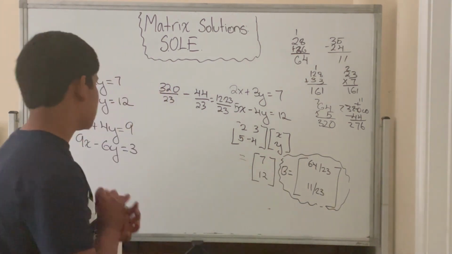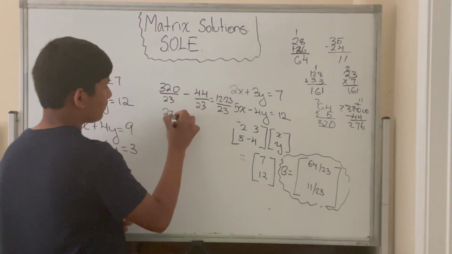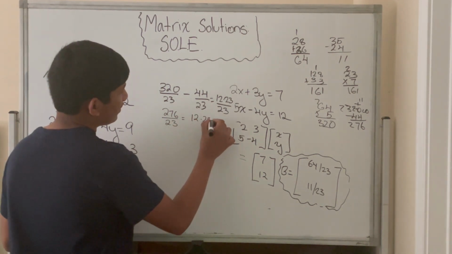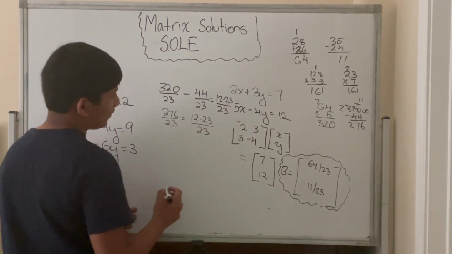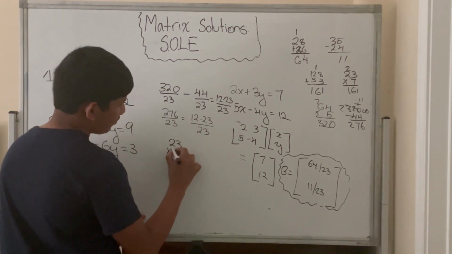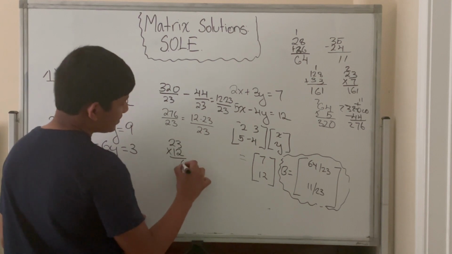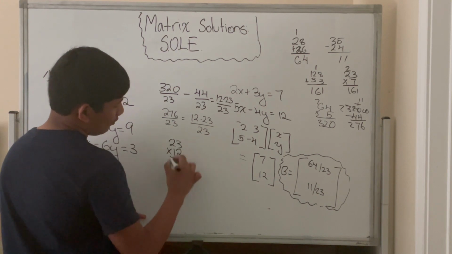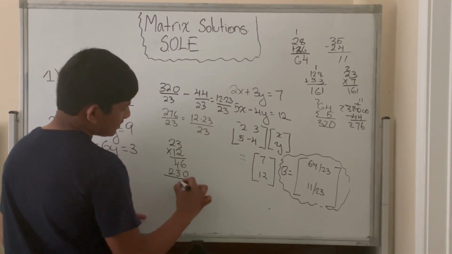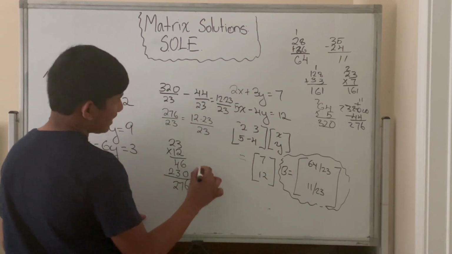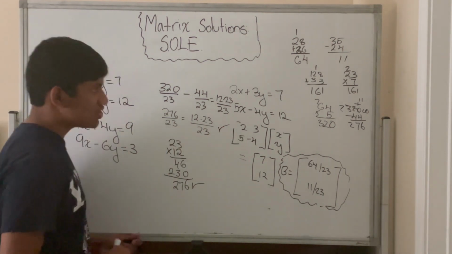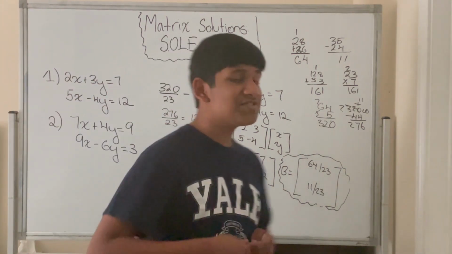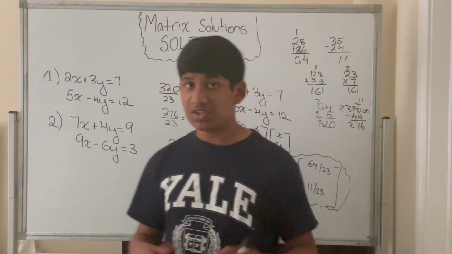Okay, so it's 276. So we got 276 over 23 is equivalent to 12 times 23 over 23. Well, 23 times 12, we're just going to be 3 times 2 is 6, 2 times 2 is 4, 0, 1 times 3 is 3, 1 times 2 is 2, and we get 276, boom. Second equation is also satisfied, and hence these are the solutions to the first system of linear equations, and we have solved this system of linear equations.